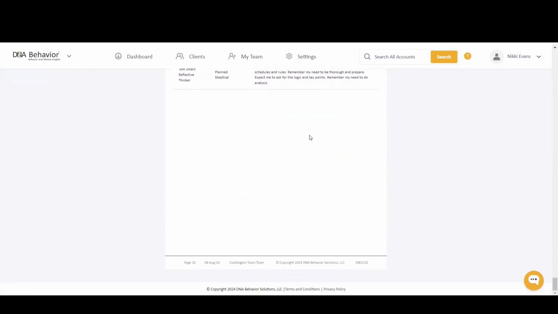So my hope is that that's given you some ideas for how to prepare for facilitation and some things that you can do as you're walking a team through a team report.